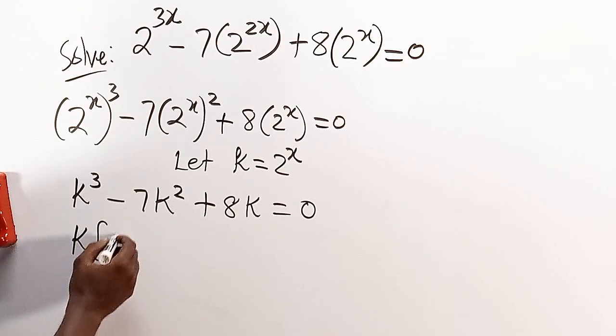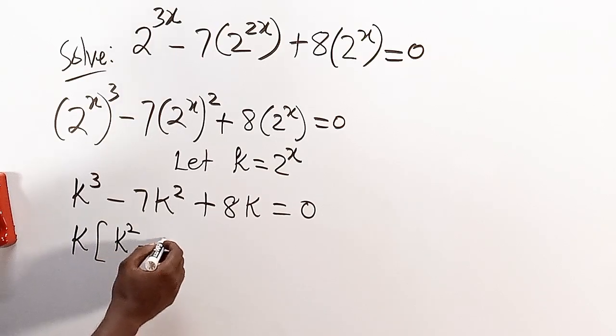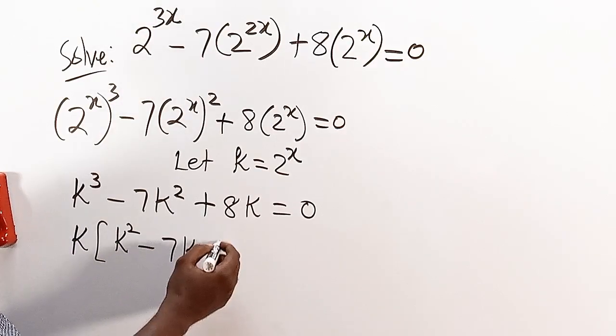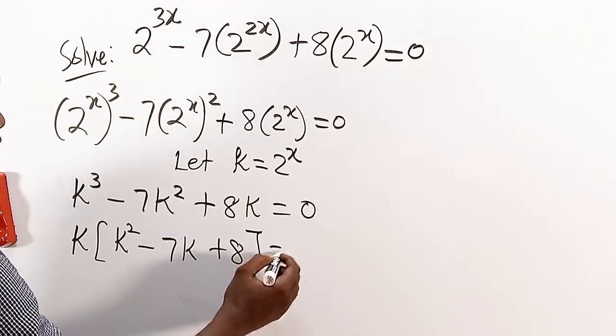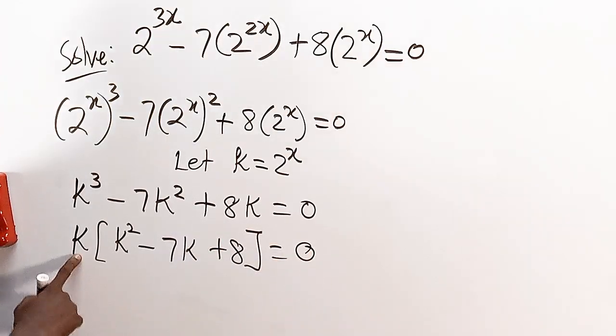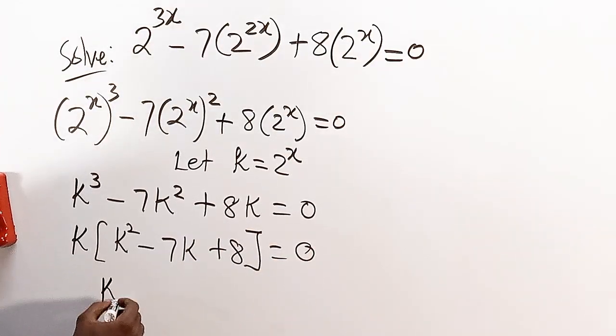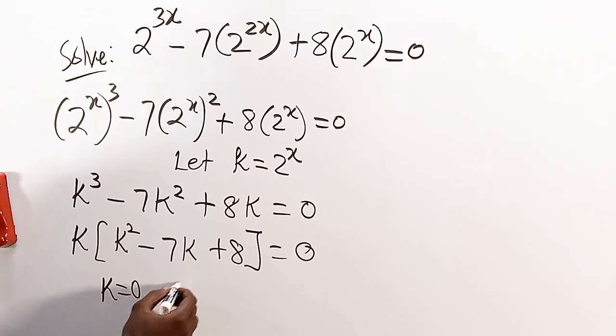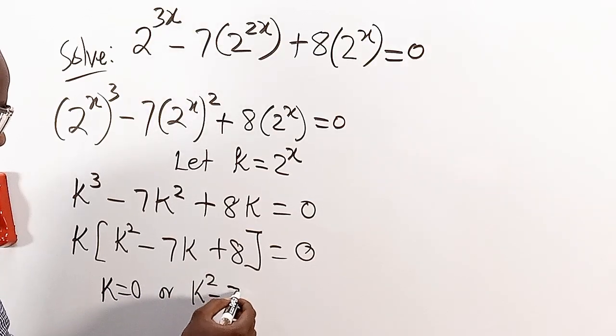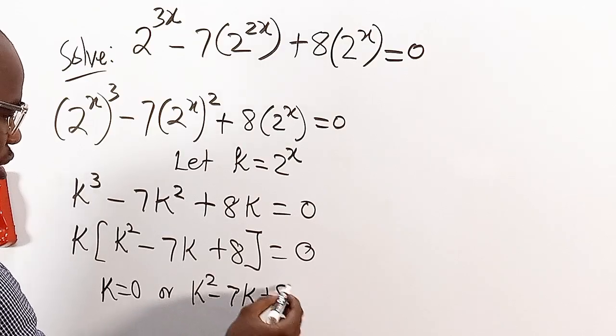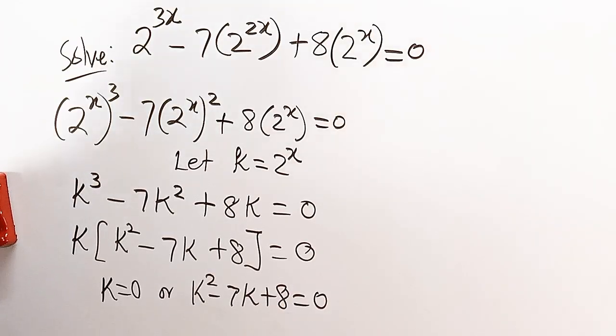So now from here, if you look at this, we can see that k is common. We have k times k squared minus 7k plus 8, everything now equals 0. So according to what we have here, k will be equal to 0, or we have k squared minus 7k plus 8, everything here will be 0.